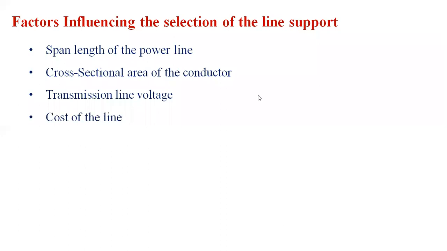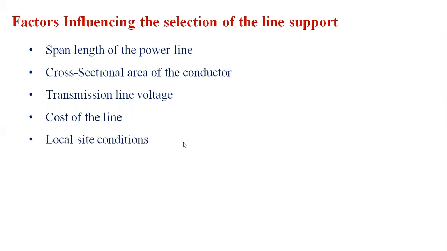And the cost of the line. When we choose the line, the cost should be minimum and based upon the area. Suppose in cities and towns, where industrial consumers are there, they prefer the RCC pole for distribution purpose. In villages, where only a few consumers are there, only 5 or 10 consumers, at those places they will prefer either wooden pole or steel pole or PSCC pole. That is the cost of the particular line.